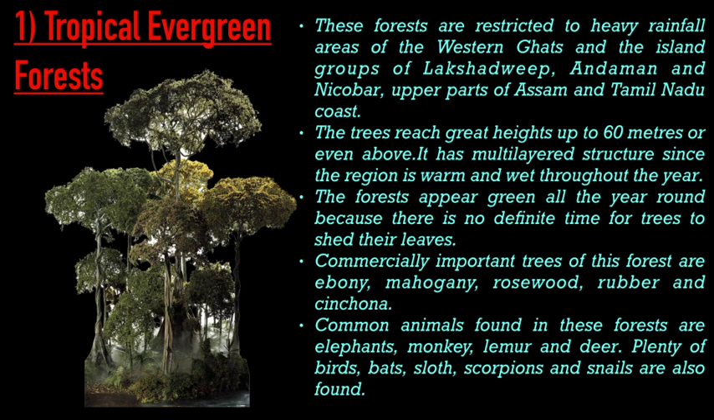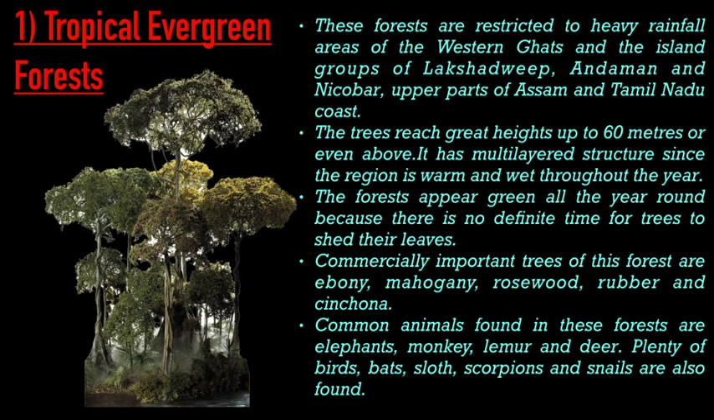It has a multi-layer structure since this region is warm and wet throughout the area. In the adjacent diagram, you can see the trees are in a multi-layered fashion. They have a large canopy, as well as small trees, small plants, herbs and creepers. Commercially important trees of this forest are ebony, mahogany, rosewood, rubber and cinchona.